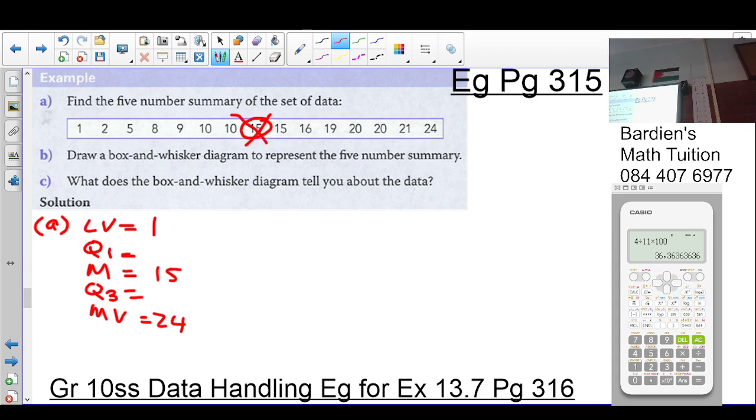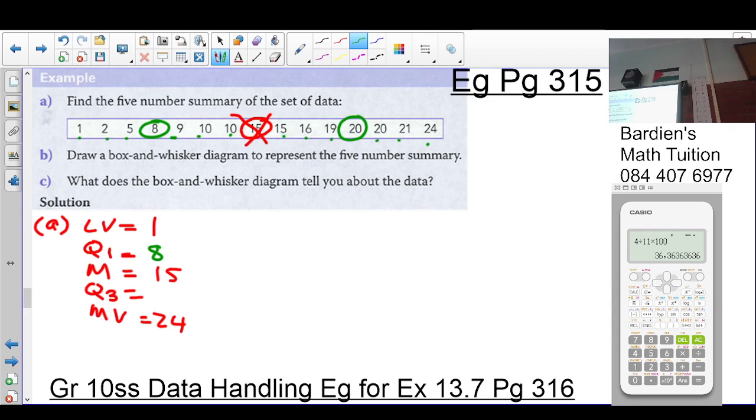Cross it out. Not so. So, I ask myself, okay, how many numbers are here now? 7. 7 divided by 2? 3.5. So it's going to be the 4th number. 1, 2, 3, 4. Yes, so it's 8. There's 1, 2, 3, 4. I just tested.